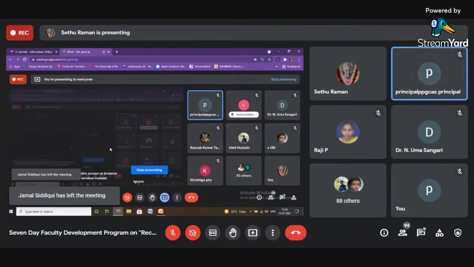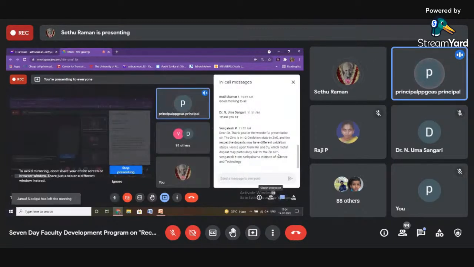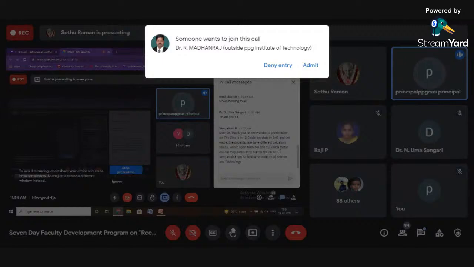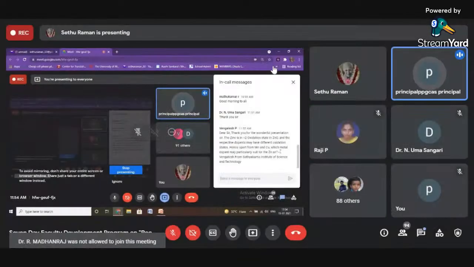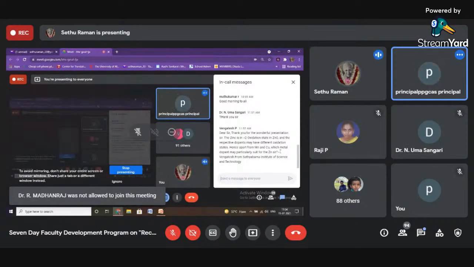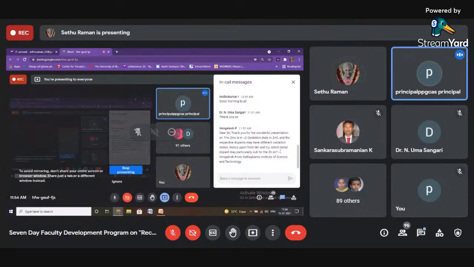Yes, sir. Thank you, sir. Another question from a participant, Venkatesh P: Dear sir, thank you for the wonderful presentation. Zinc is in the +2 oxidation state in ZnO, and the respective dopants may have different oxidation states. Hence, apart from manganese and copper, which metal dopant may particularly suit zinc?